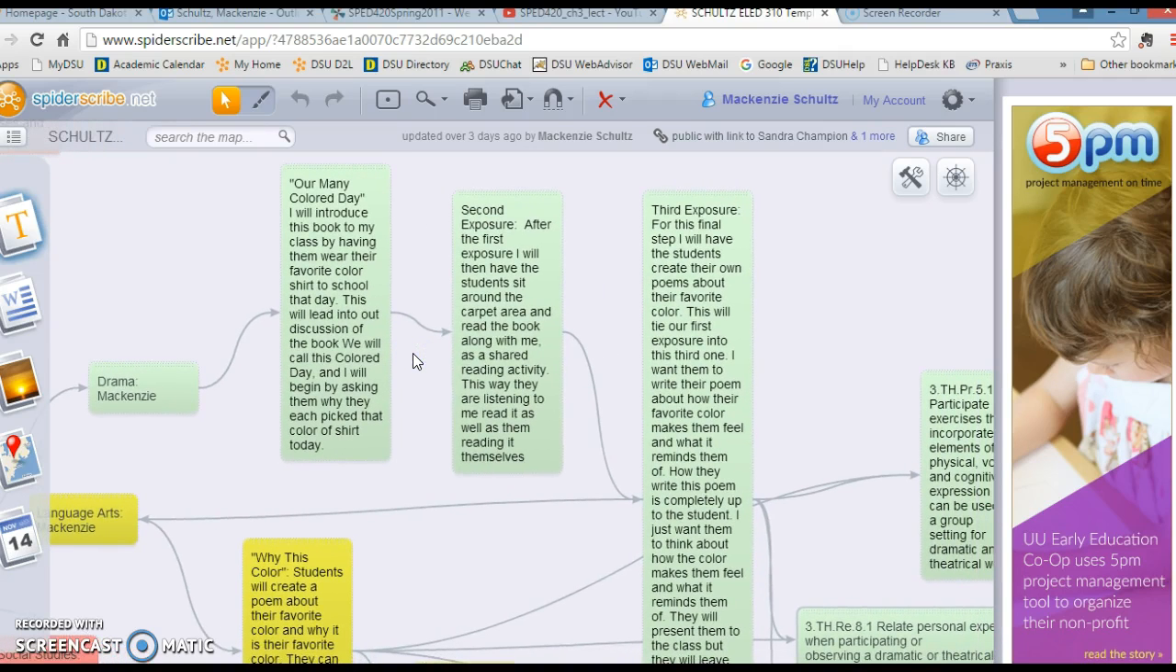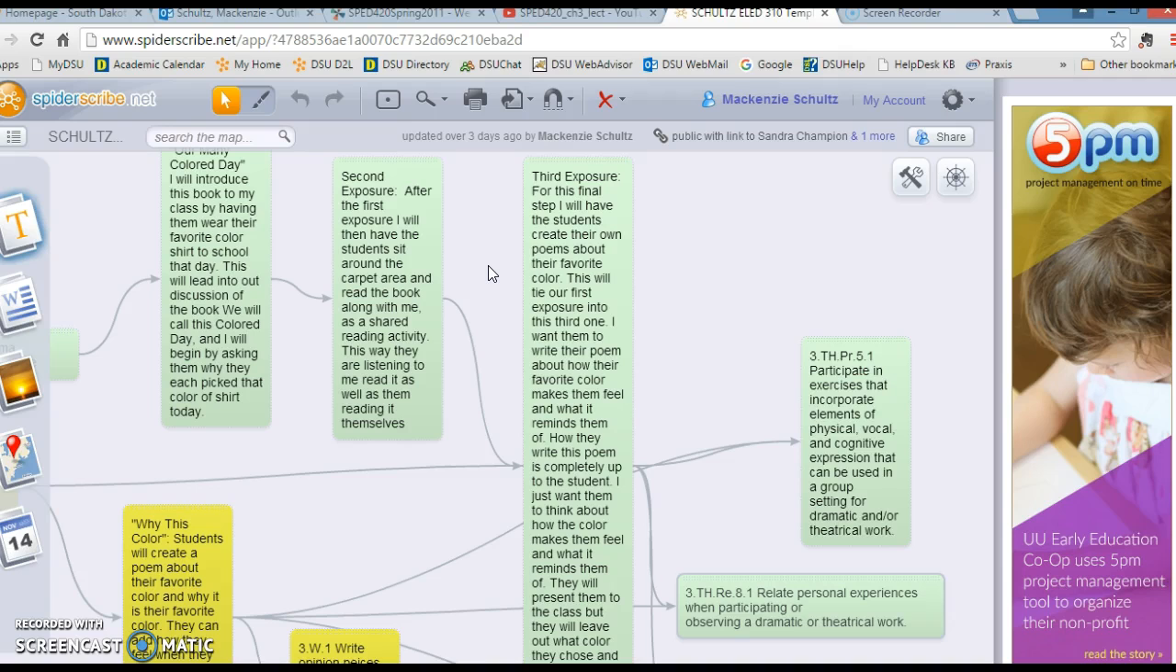For our second exposure, I'll have the students sit around the carpet area and read the book along with me as a shared reading activity. We will all be reading Many Colored Days together around the circle. This way they're listening to me and reading it as well, so they're understanding it more.